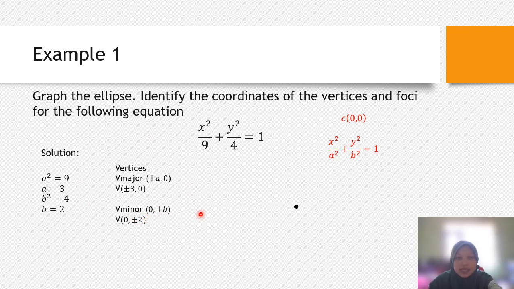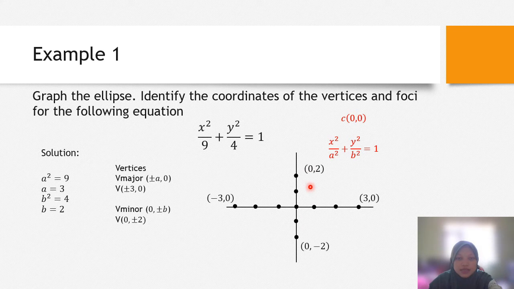Now you can directly sketch your graph, where you set up the major axis first. On the major axis, the left side will be negative 3, 0, and the right side will be 3, comma 0. Now let's set up the y-axis. The coordinates on the y-axis will be 0, 2 and 0, comma negative 2. Now you can construct the graph of the ellipse, and it will become like this. So now you have completed the coordinates of the vertices.